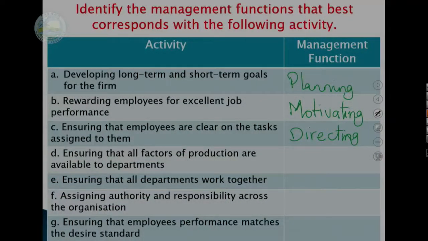ensuring that all factors of production are available for each department. And we know that factors of production are land, labor, capital, and enterprise. All right? And we would look further at those factors in another lesson to come. Number 5, or E, ensuring that all departments work together. And this is, it starts with cooperation, coordinating, right?